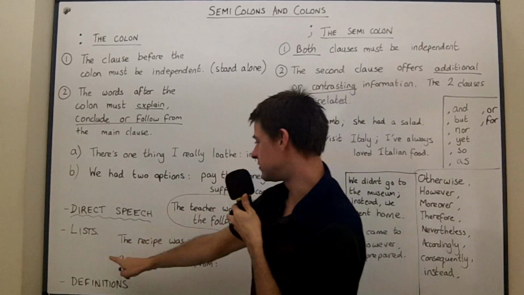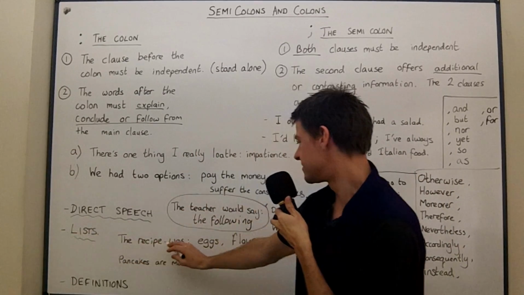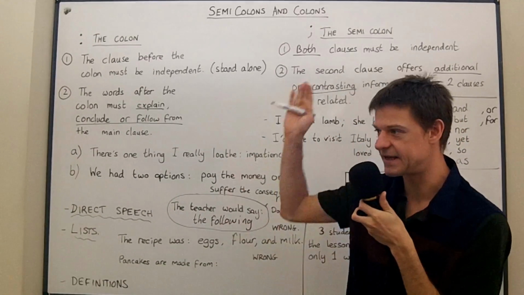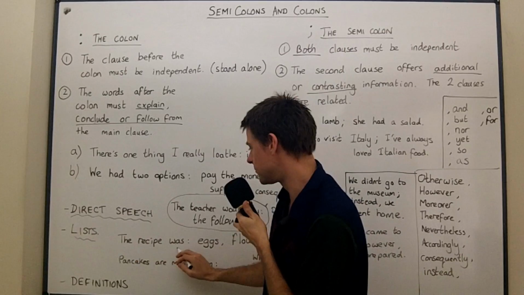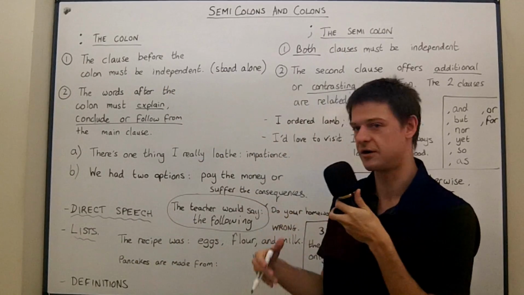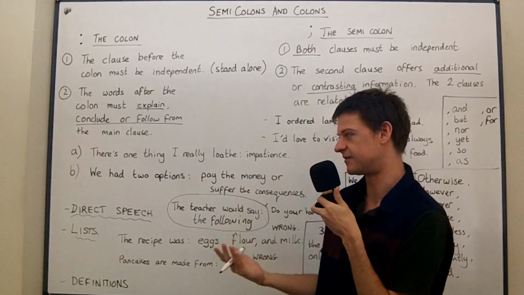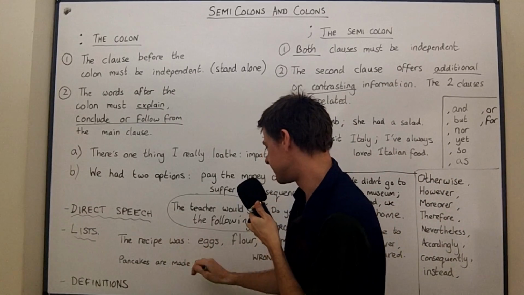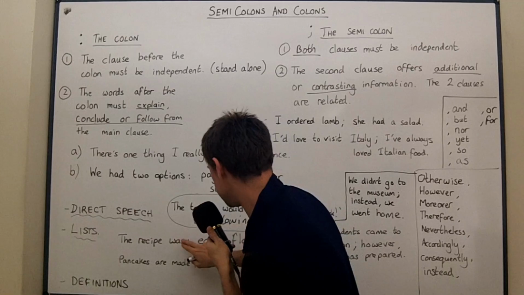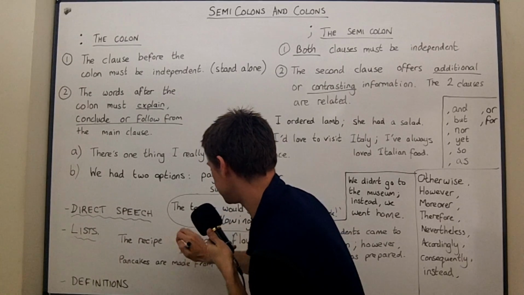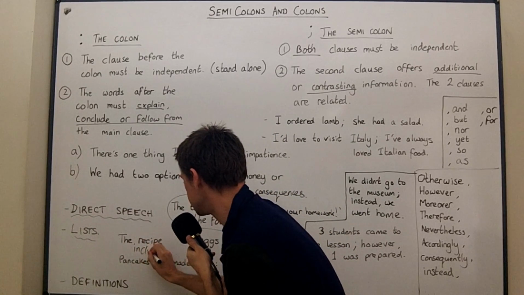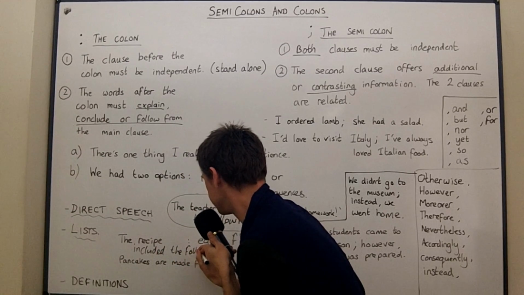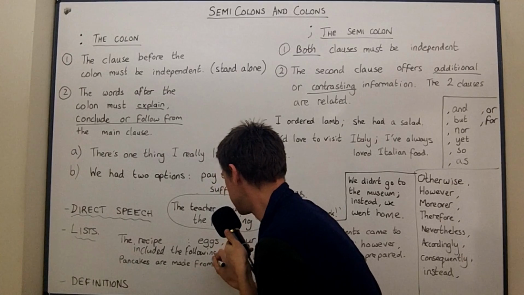Okay, we also use the colon in lists. The recipe was eggs, flour and milk. Now I hope you're immediately saying, Dave, that's wrong, because the recipe was is not independent. You can't say the recipe was and think that that's a sentence. It's not. So you need to say the recipe was the following, or the recipe included the following ingredients. And then it stands on its own, and so we can use a colon.